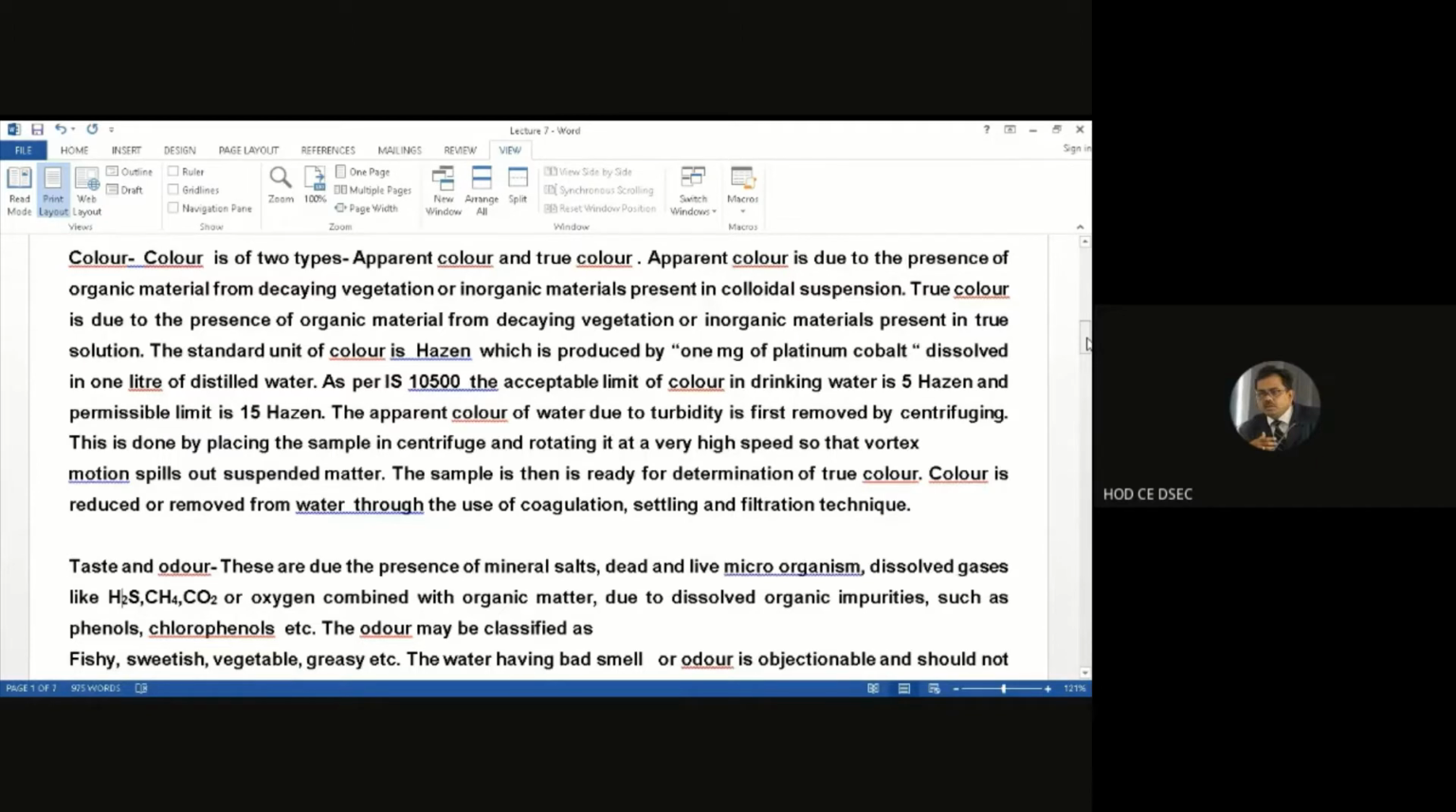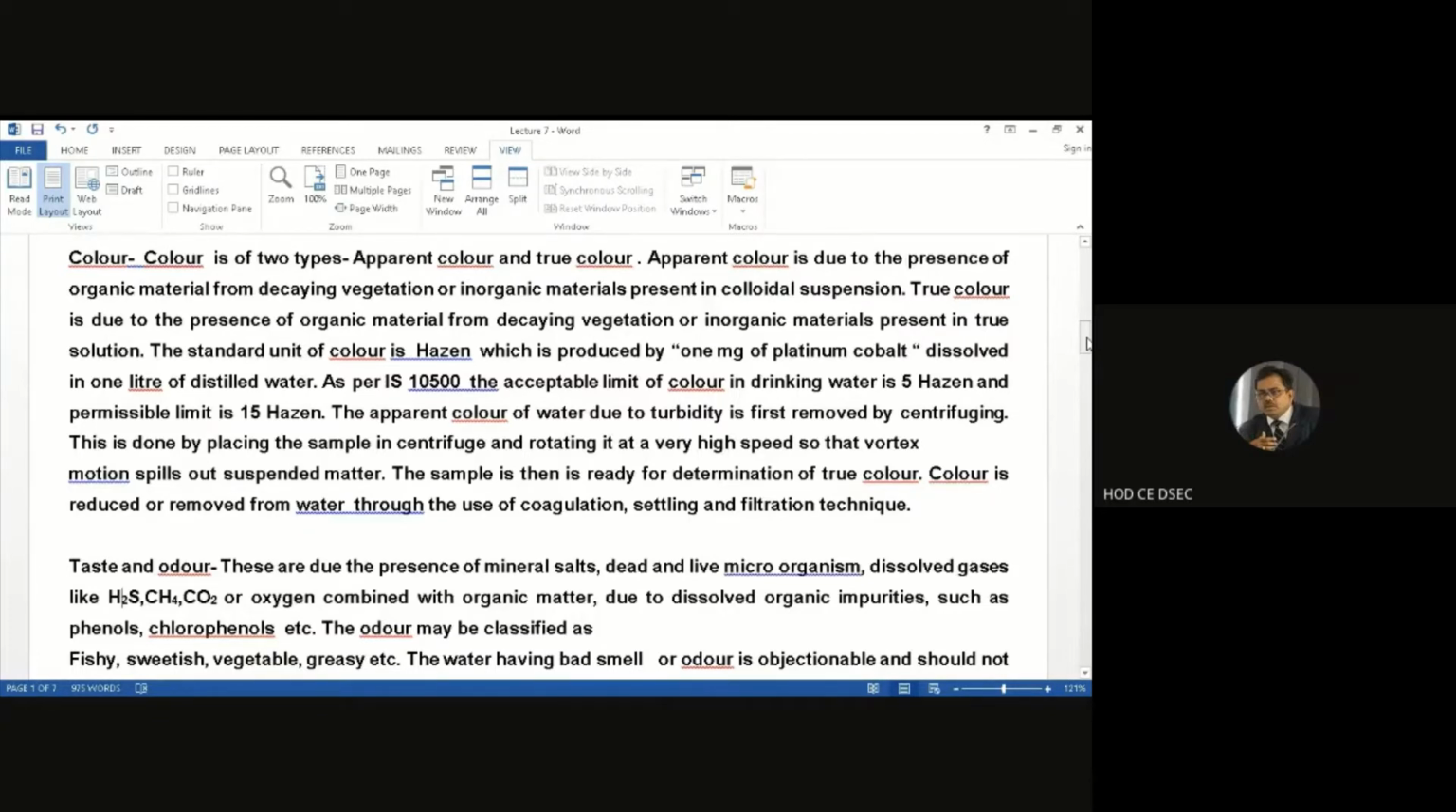The apparent color due to turbidity, as I have told you, is removed by the centrifuging mechanism, because the sample is placed in the centrifuge rotating at a very high speed, so the vortex motion spills out the suspended matter, as I told you earlier. When the apparent color is removed by the centrifugal force, the color left in the water is only the true color. Color is reduced or removed from water through the use of coagulation.